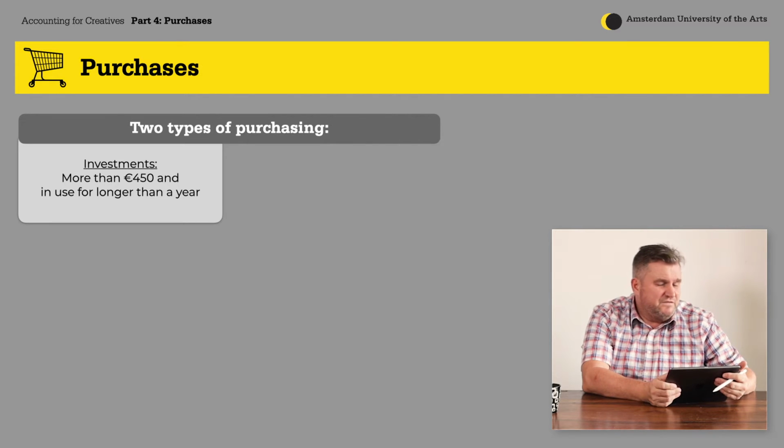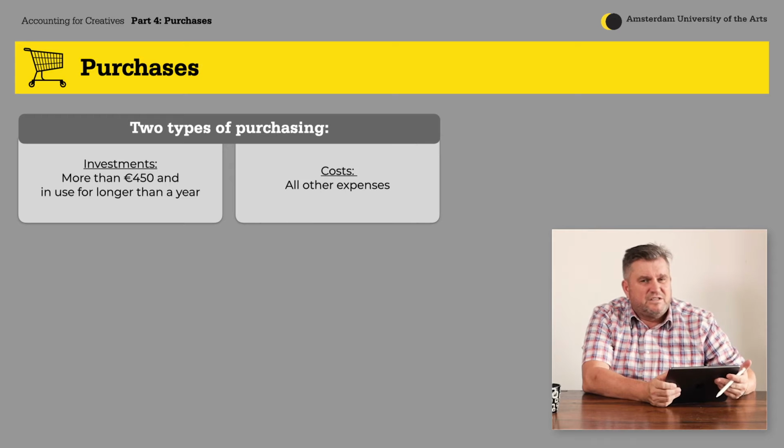If it meets neither of the criteria, then we call it costs. So costs are all other expenses that you make. Costs will immediately affect your profit, while an investment is long-term, so it influences your profit over several years.